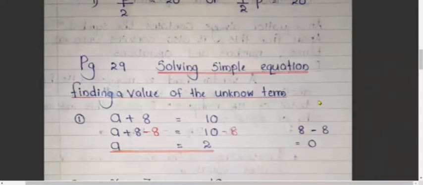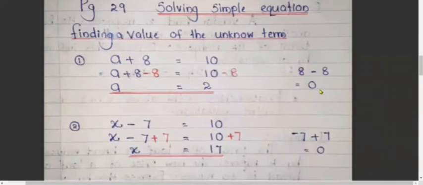Solving simple equation. Finding a value of the unknown term. A plus 8 equals 10. A is unknown term. We don't know the value of A. Now we are going to find the value of unknown term.